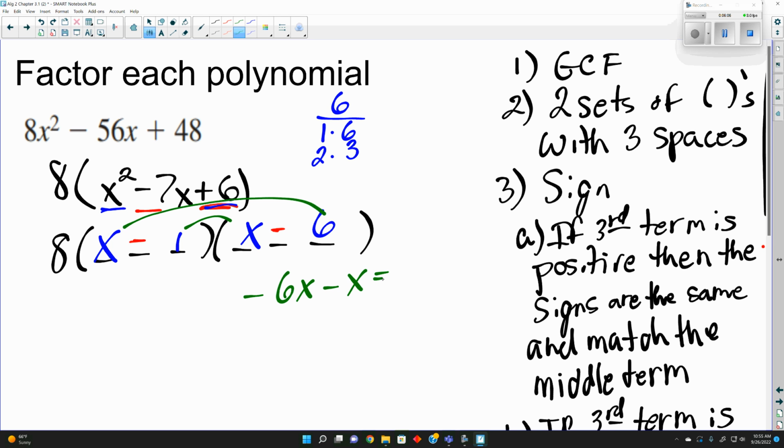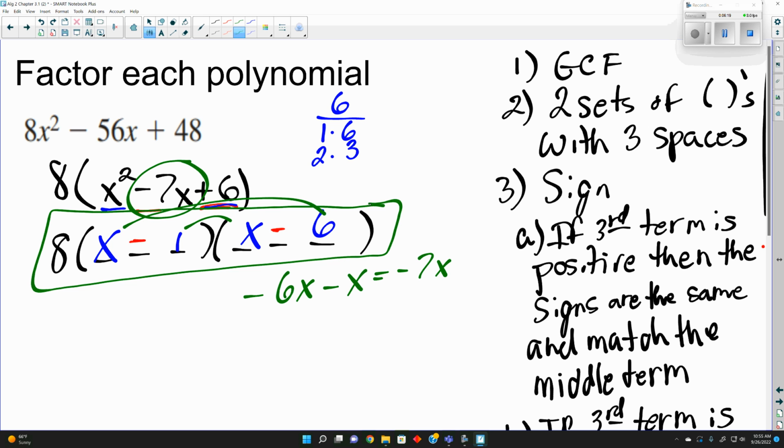Now negative 6x minus x is negative 7x. Is that the middle term that we wanted? It does match up, so it tells us that these here are the factors for this polynomial. And when we write our answer, we have to include the 8, because the 8 is part of the answer.